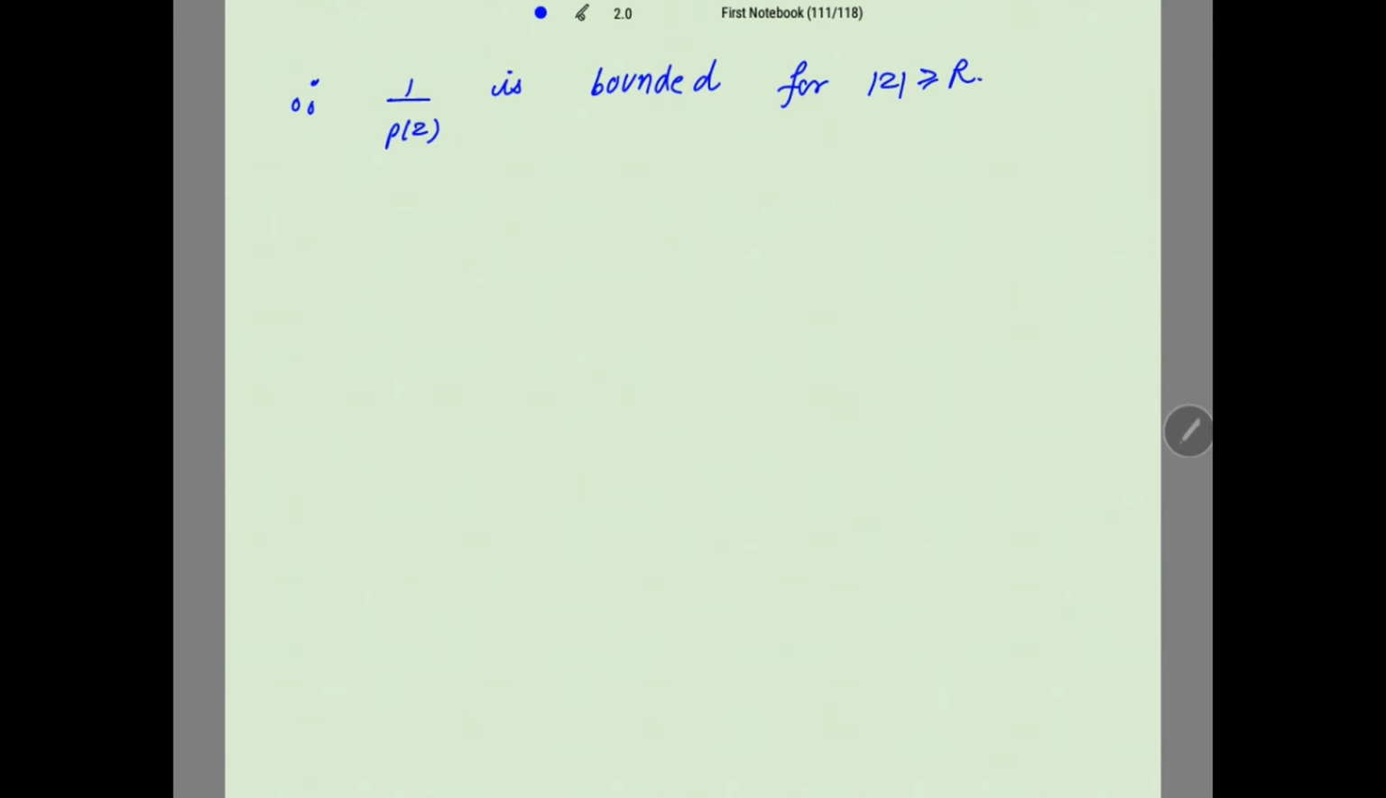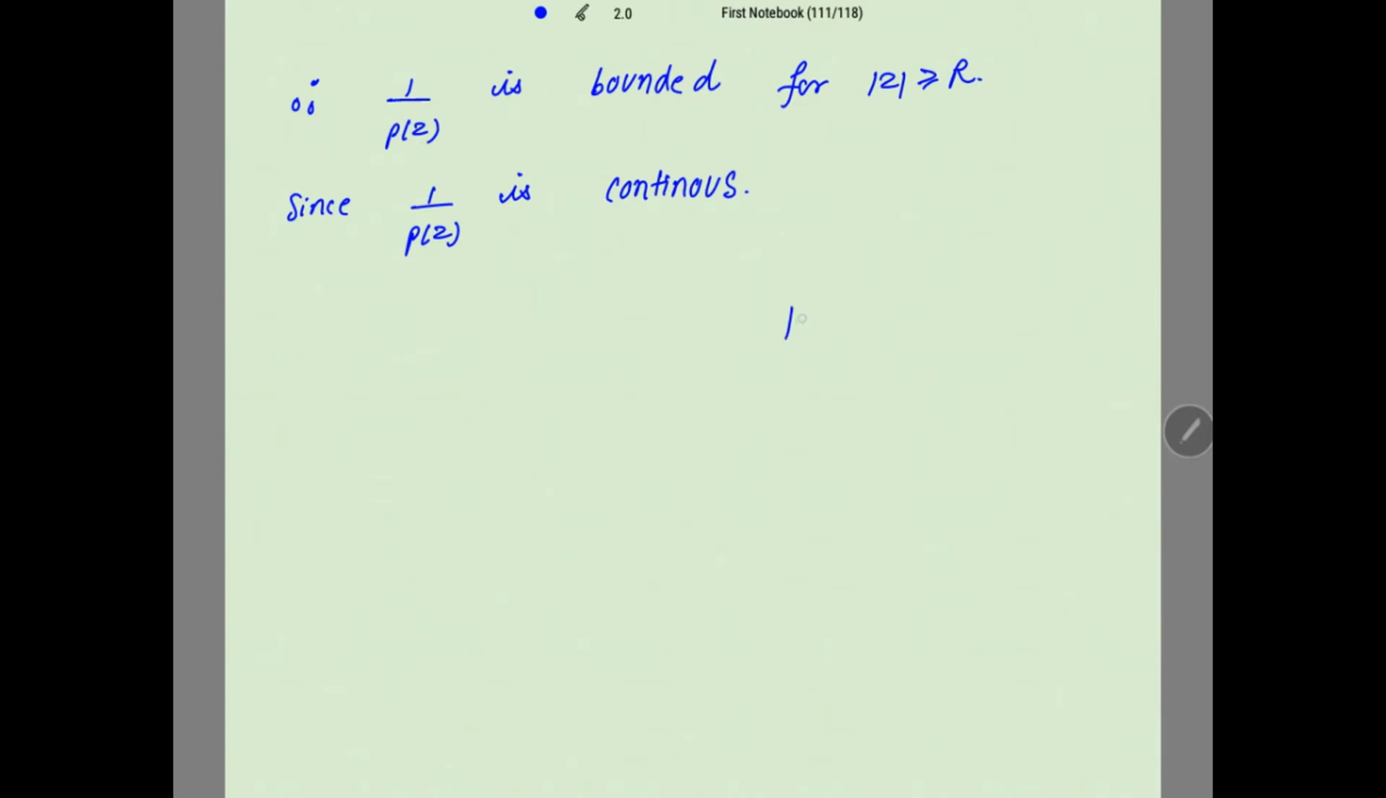Now what about mod of z less than or equal to R? Is the function 1 over P(z) bounded or not? See, we have one result: since P(z) is an entire function, 1 over P(z) is also an entire function. An entire function is a continuous one. So your 1 over P(z) is continuous. Right? And we have just read in the remark that every continuous function is bounded on a compact set.